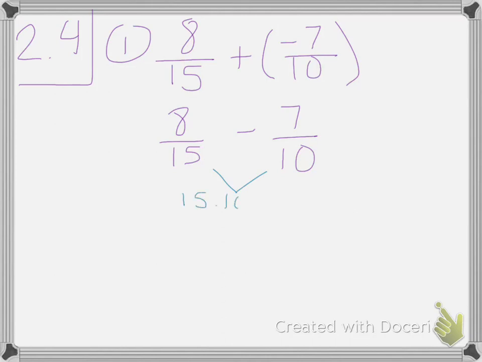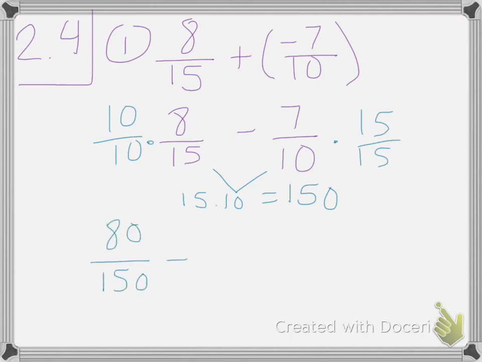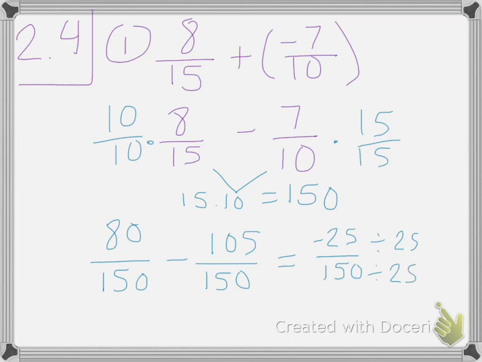So if we do 15 times 10, that'll give us 150. And we can use that as our common denominator. So to turn 15 into 150, we do times 10 over 10. 7 over 10, we do times 15 over 15. So we'd have 80 over 150 minus 105 over 150. And when we do that, 80 minus 105, that's going to give us negative 25 over 150. And then we just need to simplify that fraction. So 25 goes into both itself and 150, and that will leave us with an answer of negative 1/6.